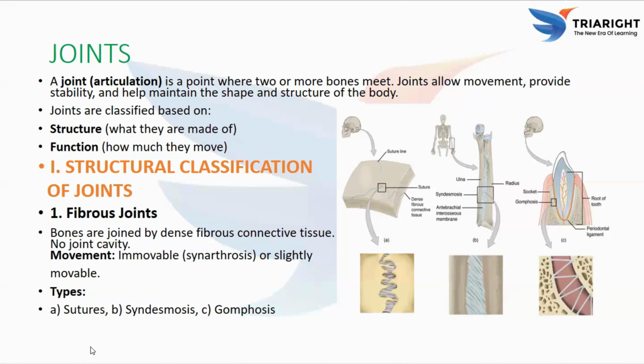And then the syndesmosis. Bones are connected by a ligament or interosseous membrane. For example, between radius and ulna, between tibia and fibula, and they allow slight movement in syndesmosis. Coming to gomphosis, it is a peg-in-socket joint. For example, a tooth in the socket of the jaw. The tooth is held by the periodontal ligament, right? So this allows very slight movement. In sutures, there is no movement at all, whereas in syndesmosis and gomphosis, they allow a slight movement. So this is about the fibrous joints and their types.